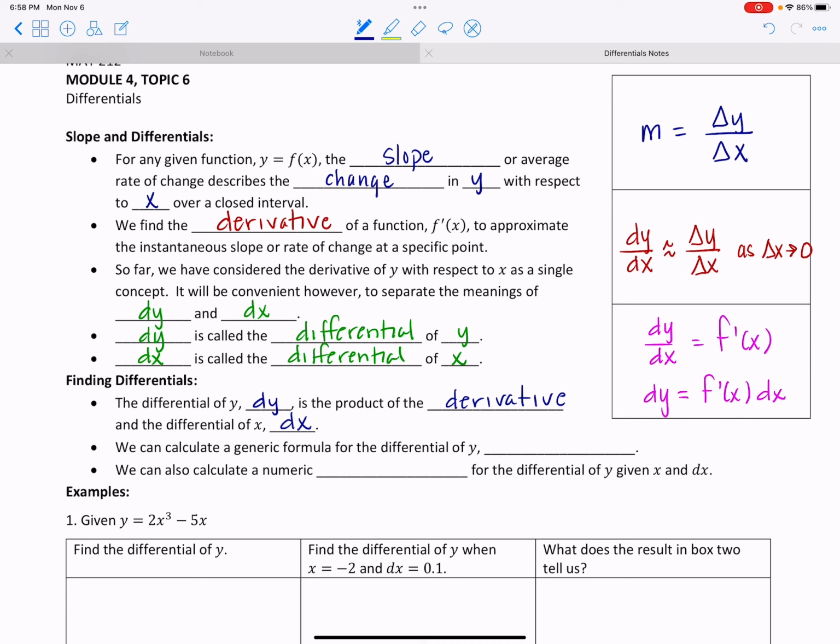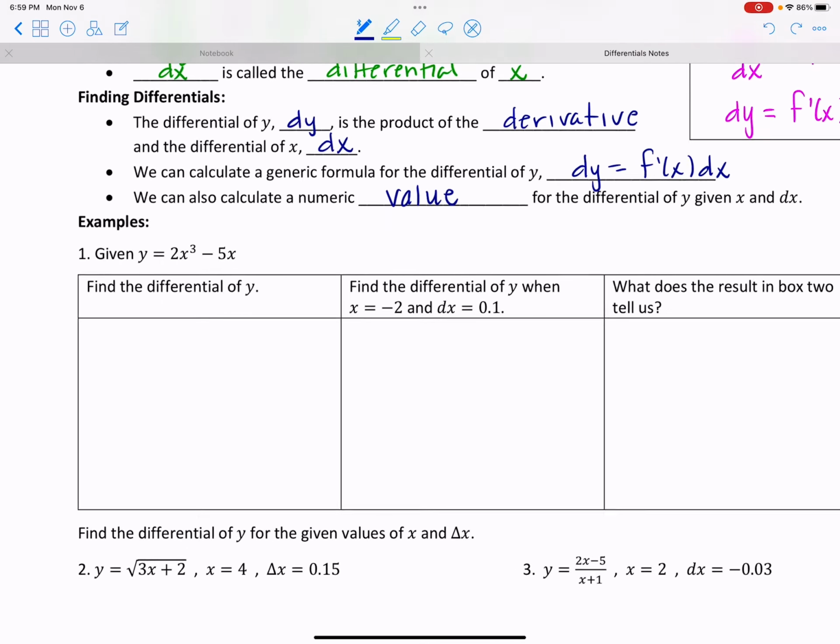In fact, we just did that. We said dy would be equal to f prime of x dx. And then if I knew values for x and dx, then I can also evaluate, get a numeric value for that differential of y. So we can either calculate a generic formula or we can calculate a numeric value if we are given information about x and the change in x. Okay? So let's look at an example, try to wrap our brain around the concept a little bit.